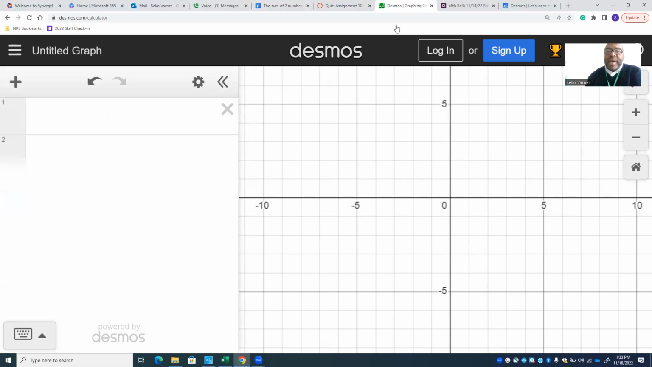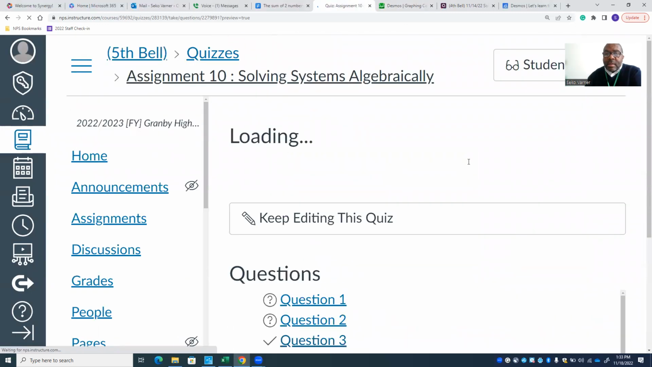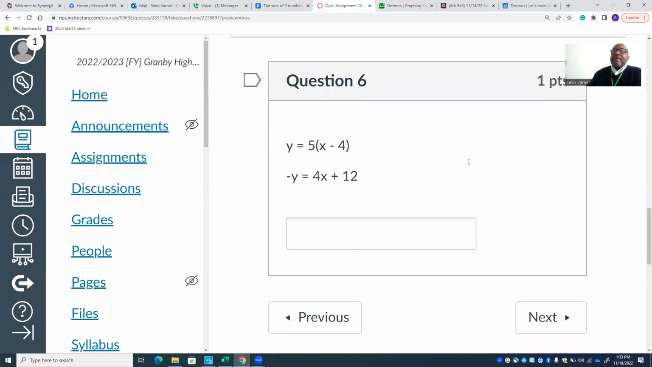So let's go ahead and do our next one. All right, question number 6. Go ahead and pop that into Desmos. Let me know what you get. This is in slope-intercept form, although we normally don't want to have slope-intercept form with a negative. So we would probably do something about that.